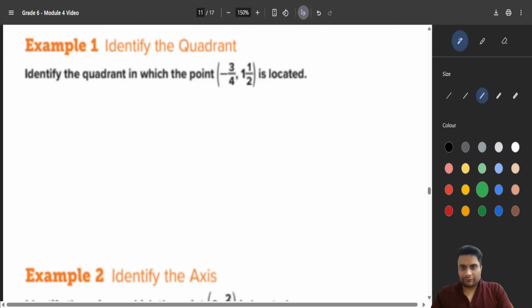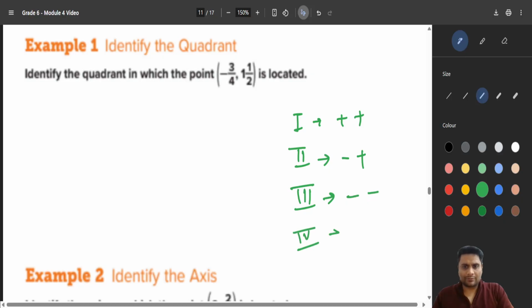So what was it? First quadrant means both positive, correct? Second quadrant means the x will be negative. Yes. Third quadrant means both are negative, and fourth quadrant means the y will be negative. Example number 1. Identify the quadrant.